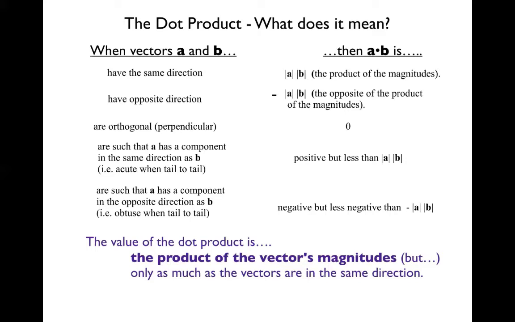If they're mostly in the same direction, then you're going to get a number almost as much as the product of the magnitudes. In fact, it's going to be the product of one magnitude times how much of the other one is in that direction. So this is going to be an important concept to keep in mind as we're in applications that use the dot product. Okay, does it make sense?